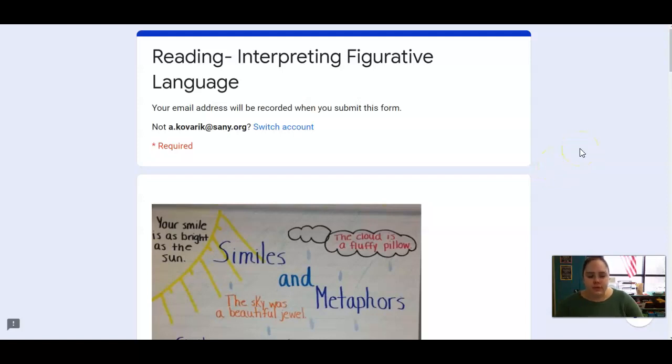This is Unit 8, Lesson 5, and we are actually not reading a new chapter today. We're going to do some close reading, and we're going to analyze some of the figurative language that was in the first couple chapters we read.